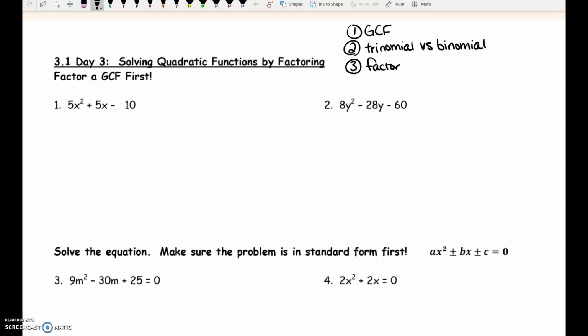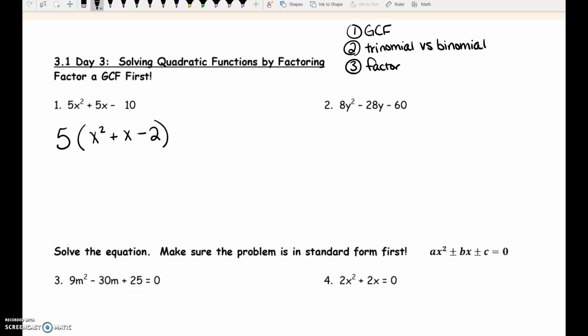So this first one, 5x squared plus 5x minus 10. Do those 3 terms have anything in common? 5. They do not have an x in common because the last term doesn't have an x, but we can divide all of them by 5. So 5x squared divided by 5 is x squared. 5x divided by 5 is x. And negative 10 divided by 5 is negative 2.